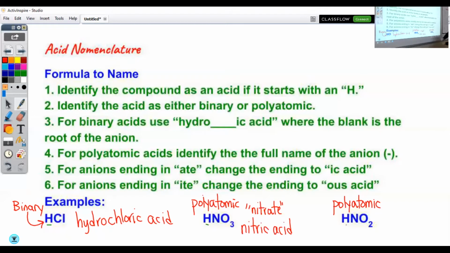For anions ending in ite, we're going to change that to an ous ending. So here we have nitrite. So this will become nitrous acid. It's very important that you identify the acid, if it's a polyatomic, by the ending, because we're going to need to know that in order to work backwards as well, which we'll see on the next slide.